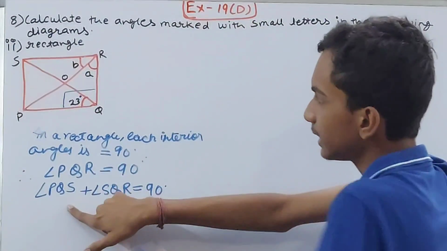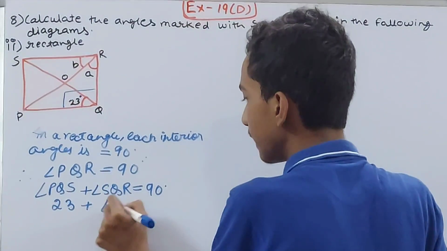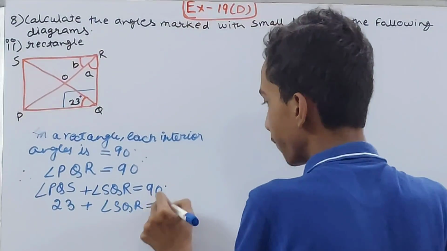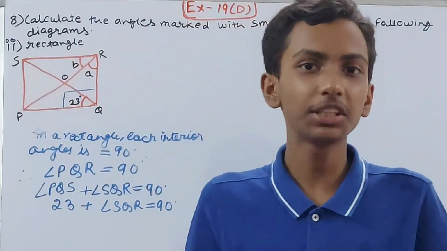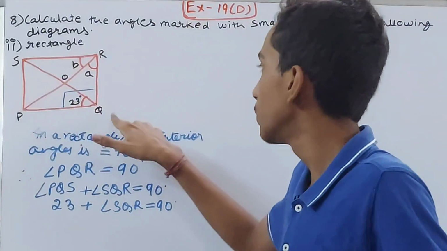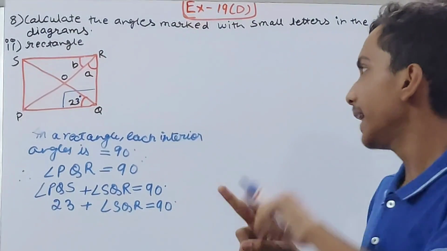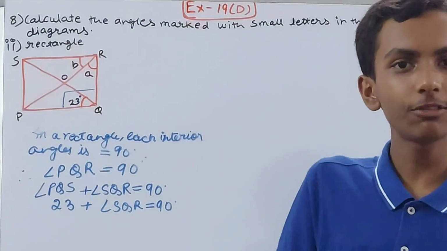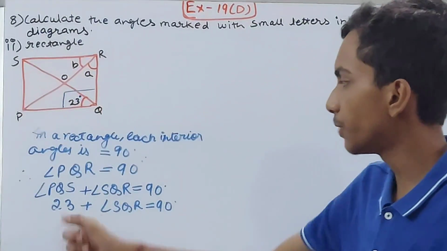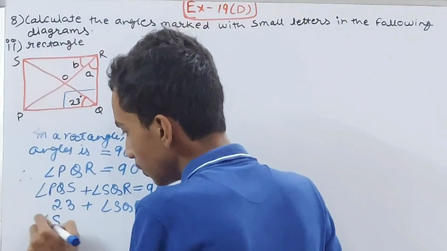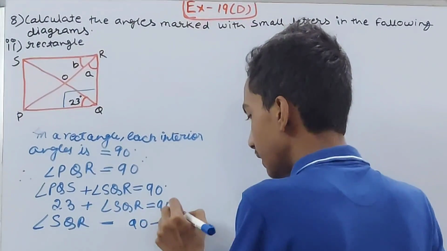Fine. PQS I know. What is the measure? 23 degrees. So can I not calculate angle SQR? Yes. Okay, that's what we are doing, because in the rectangle all the four angles measure 90 degrees, and that means PQR will have the measure of 90 degrees. PQR is made up of two parts, PQS and SQR. So if you add both of them, you should get 90 degrees. That is what we have done. I know the PQS measures 23 degrees. So angle SQR can be taken out from here. That will be 90 minus 23.